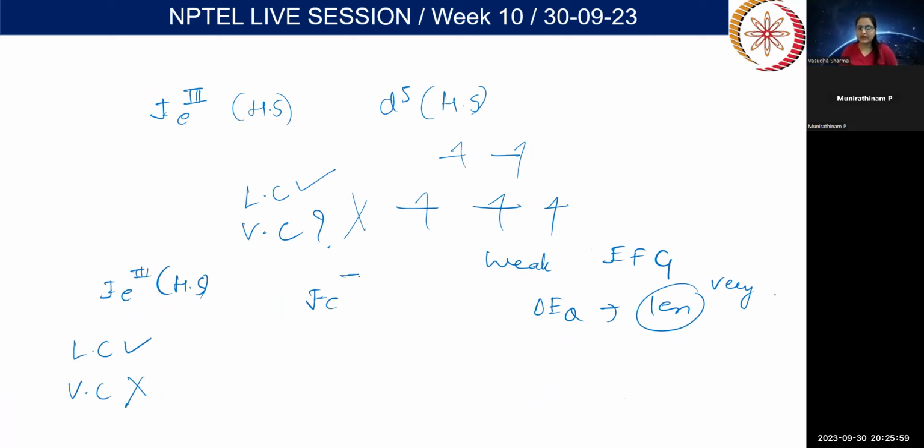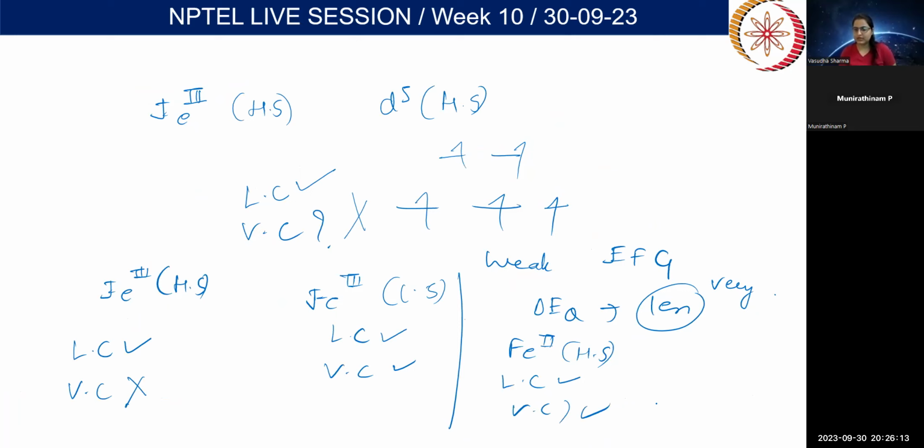Whereas in case of iron 3 low spin, it is having both lattice contribution as well as valence contribution. And in case of iron 2 high spin, it is having both of them there. And iron 2 low spin, that is D6, that would be having lattice contribution, but no valence contribution. Right? So what do you think? Which of the two combinations are possible?